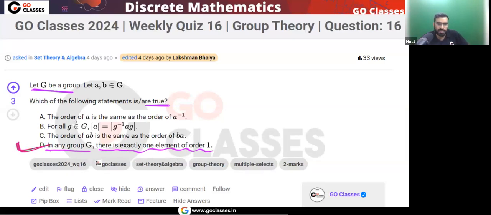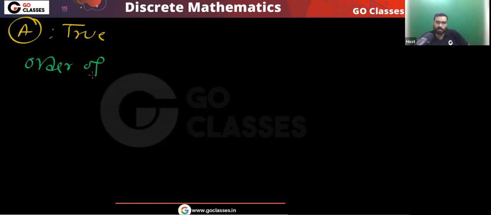What about the next one? What about option A? The order of A is the same as the order of A inverse. We have seen this in our lectures. Do you remember the reason? What is the reason for option A? Option A is true, meaning the order of A is the same as the order of A inverse.